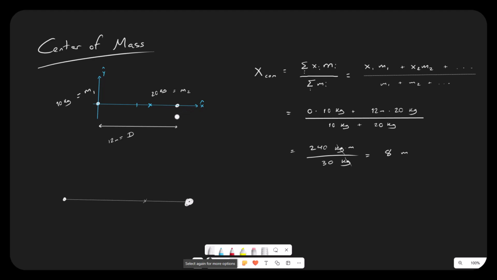That's the basic idea. If I want to find the y coordinate, I'm going to do the same thing with the y's. y1 m1 plus y2 m2 over m1 plus m2, but that's 0, that's 0. I'm going to get 0, and it wouldn't make sense any other way. The balance point couldn't be up here. There's just nothing up there to balance it.